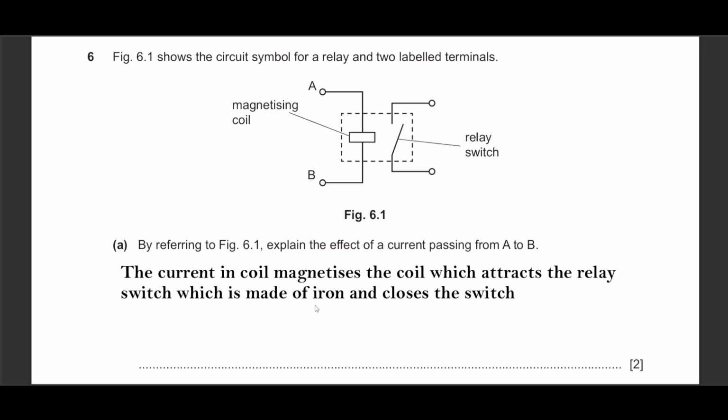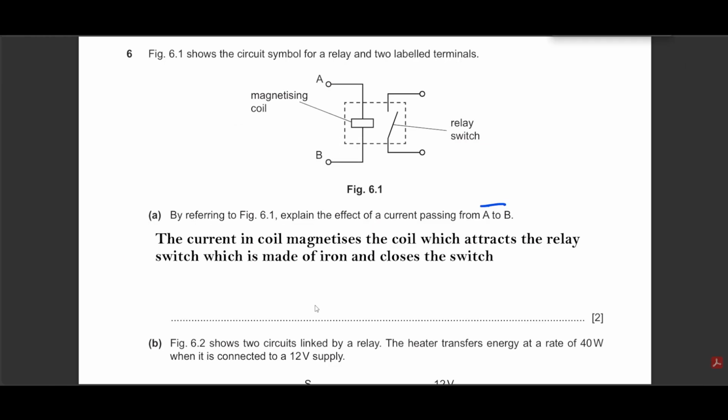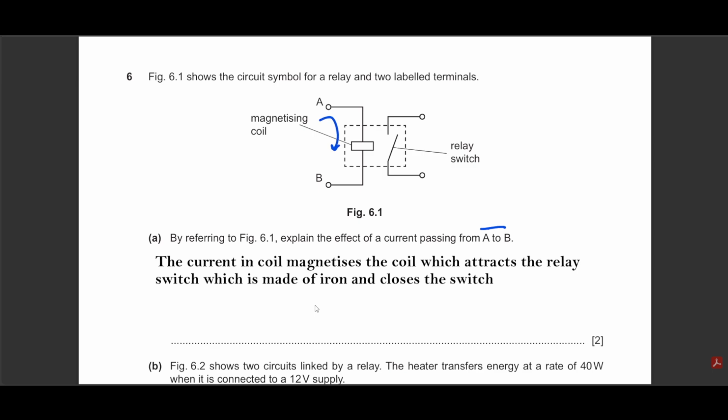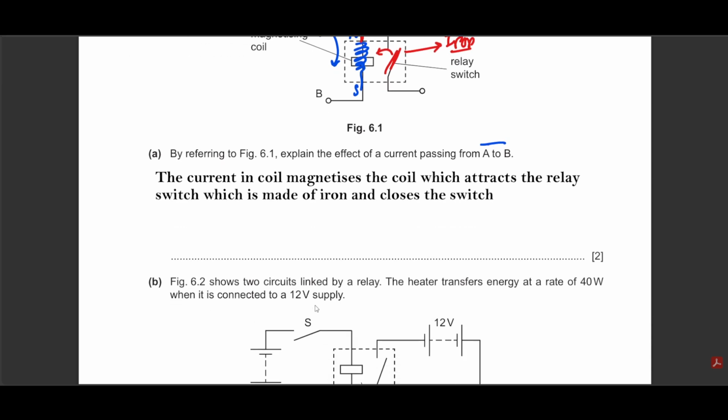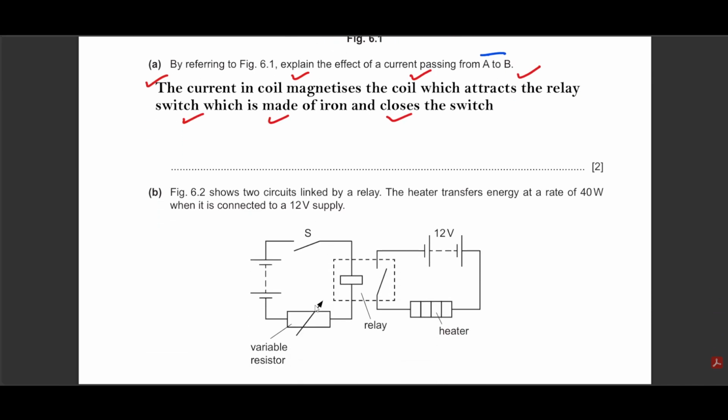Question 6. He says, by referring to 6.1, explain the effect of current passing through A and B. And this is the structure of a relay, or a magnetic relay. So when the current starts flowing, the coil becomes magnetized. And the coil is going to look like this, of course. It will have a north pole and a south pole. And of course, it will cause induced magnetism on the switch because it's generally made out of iron deliberately because we want it to be attracted to the magnet. So it gets attracted, closes the switch, and then this circuit becomes active. So this is what we had to explain. He said we would say that the current in the coil magnetizes the coil, which attracts the relay switch, which is made out of iron, and closes the switch. This is how it works.